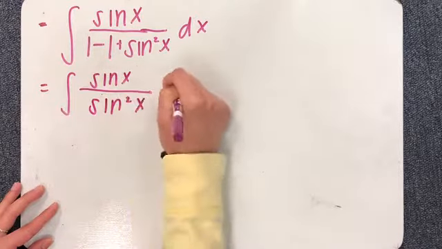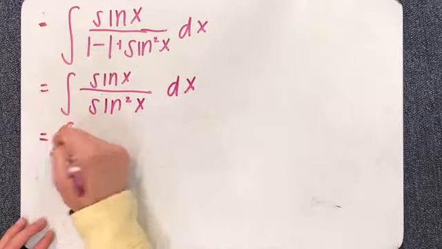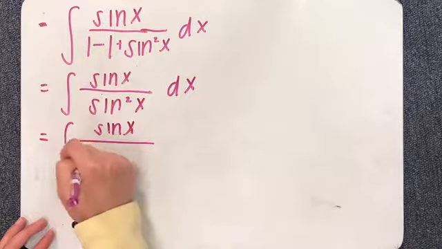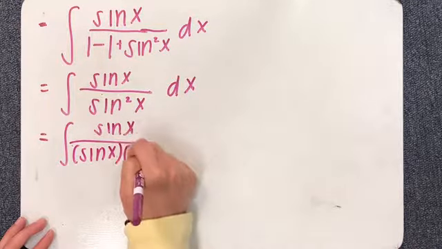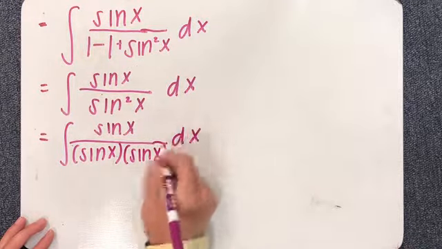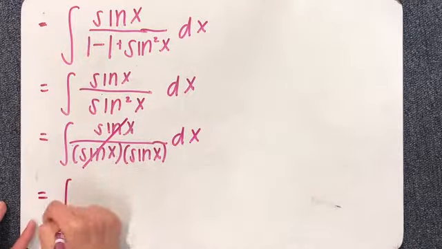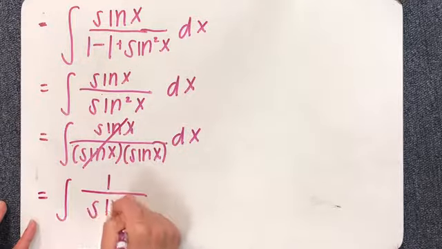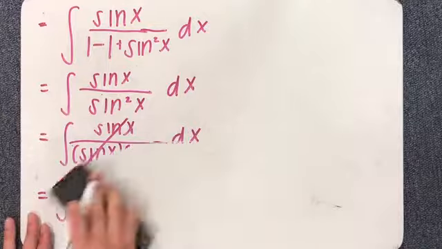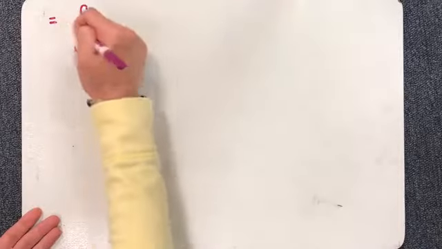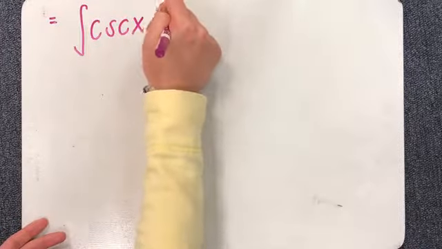We will then separate the denominator into sine x times sine x. When we cancel out the sine x on top with one of the sine x on the bottom, we are left with the integral of 1 over sine x dx. We will now bring sine x to the top, making it the integral of cosecant x dx.